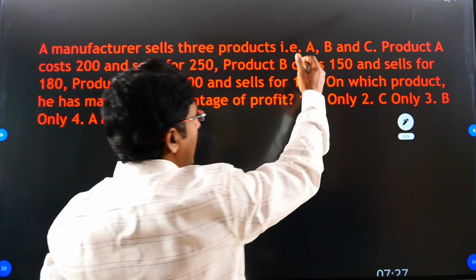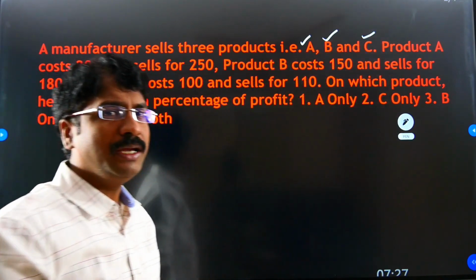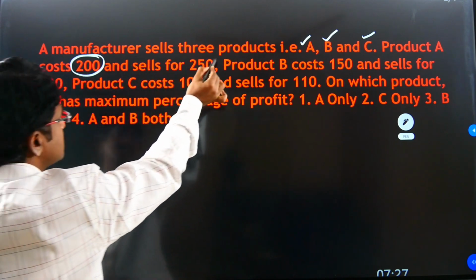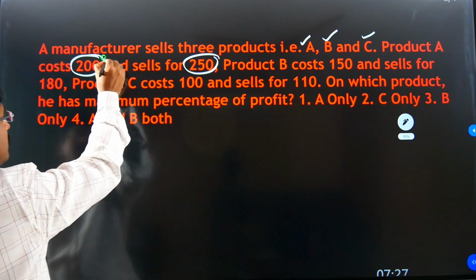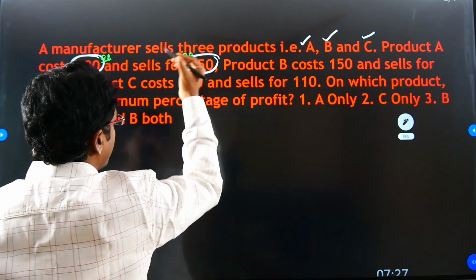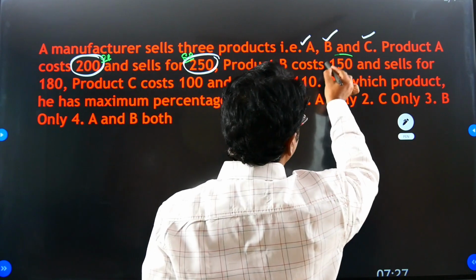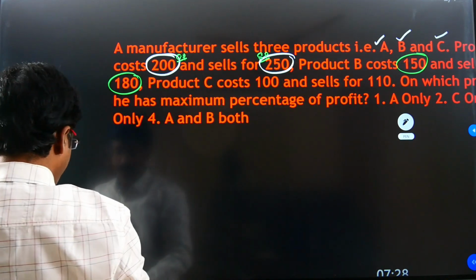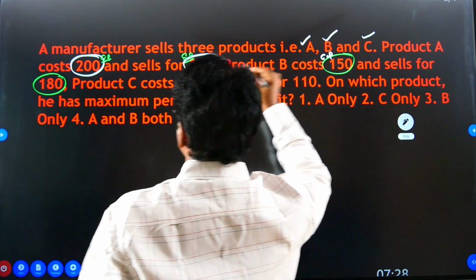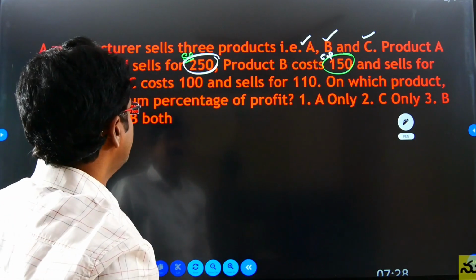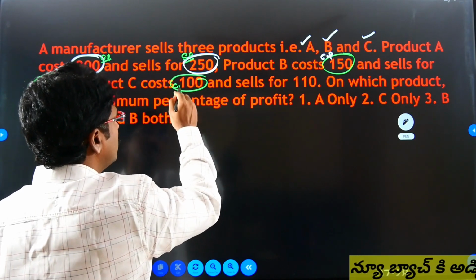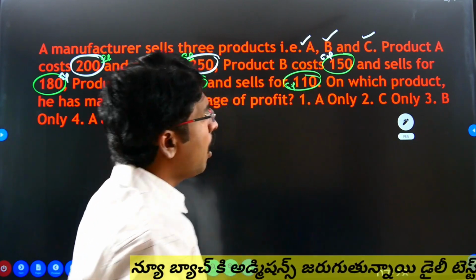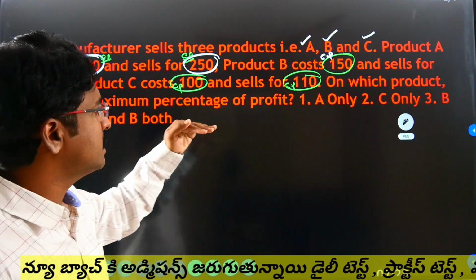A manufacturer sells three products, A, B, C. Product A costs 200 and sells for 250. That means product A's CP is 200, SP is 250. Next, product B costs 150 and sells for 180. That means CP is 150 and SP is 180. Next, product C costs 100 and sells for 110. On which product does he have the maximum percentage of profit?